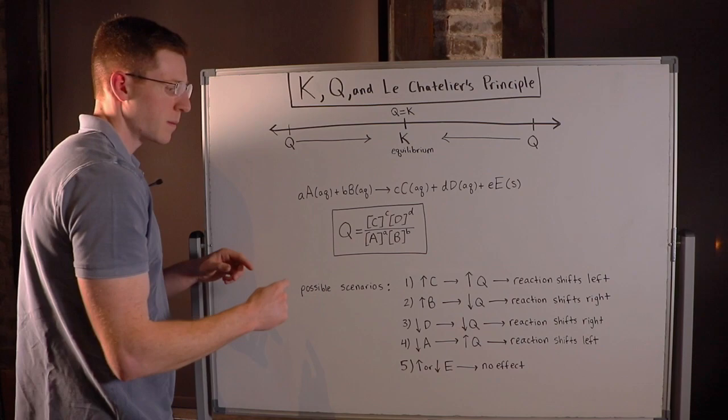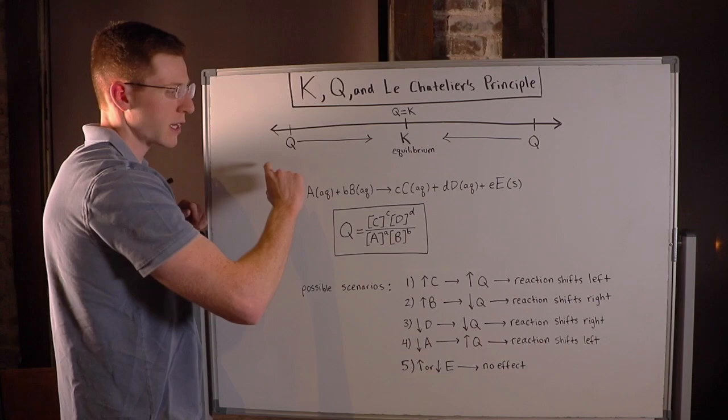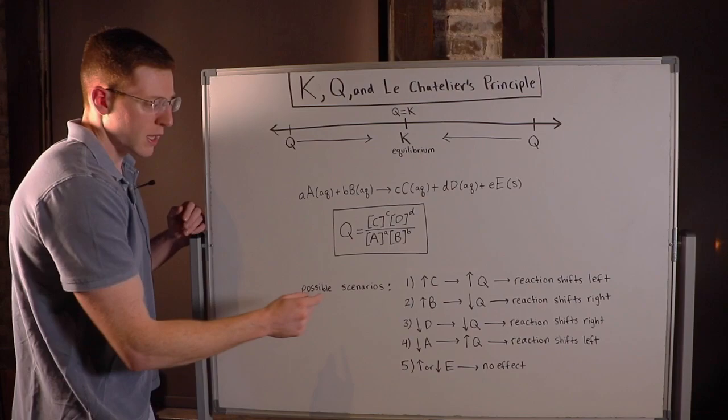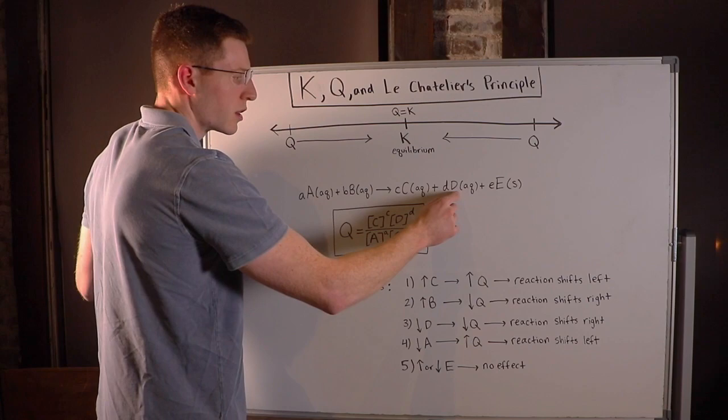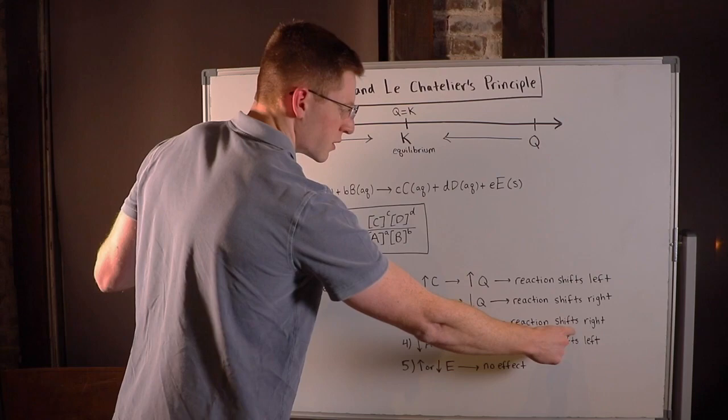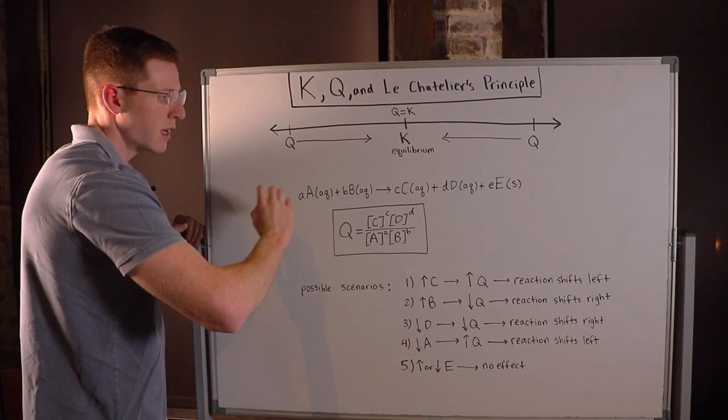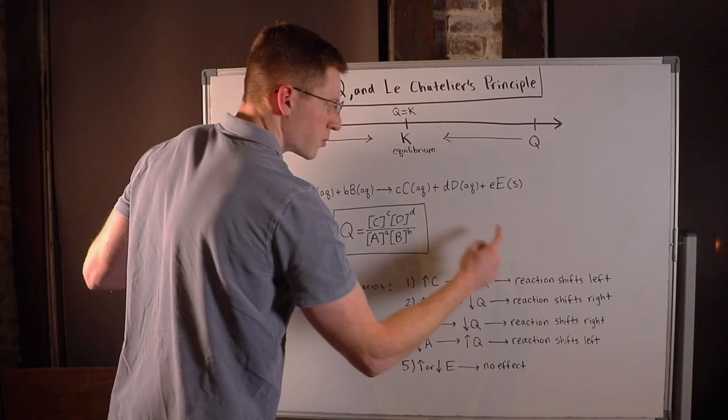In scenario two, if we increase the amount of B, it's like pouring water onto the reactant side. The extra water is going to shift over to the product side, so the reaction would shift to the right. If we were to decrease the amount of D, it's like scooping out some water on the product side. So more water is going to spill this way to fill in that hole, and the reaction would shift to the right. If we decrease the amount of A, it's like scooping the water out from this side. So the products are going to come back over to the reactants and fill the hole that was left over here, and the reaction will shift to the left.